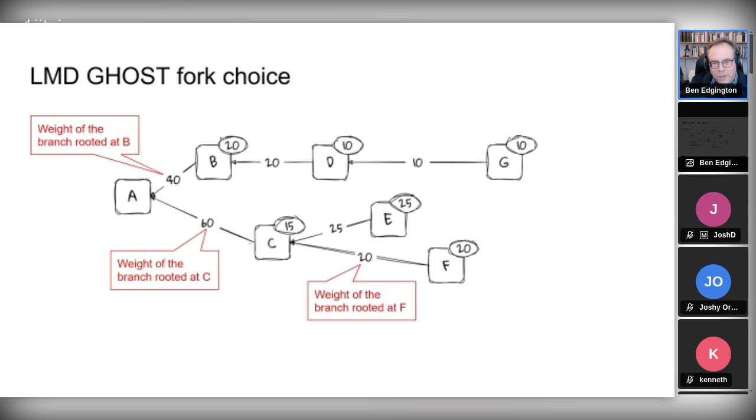The branch going from A to C is worth 60 because C, E, and F add up to 60. So that's critical for how the algorithm works, because we're greedily looking for the heaviest observed subtree. So this 60 between A and C is the weight of the whole subtree descended from it. So the heaviest observed subtree is what we're after.